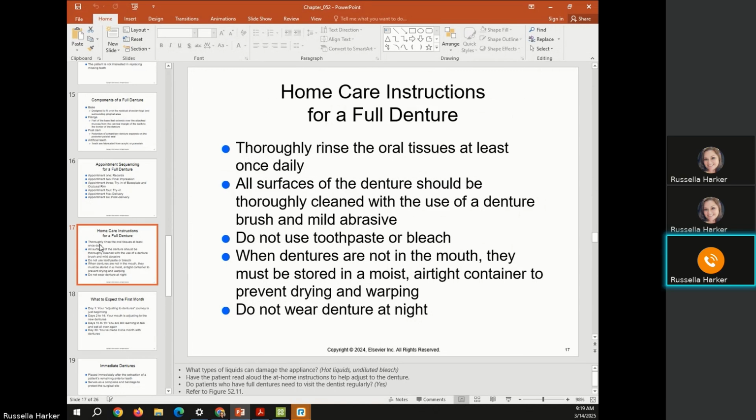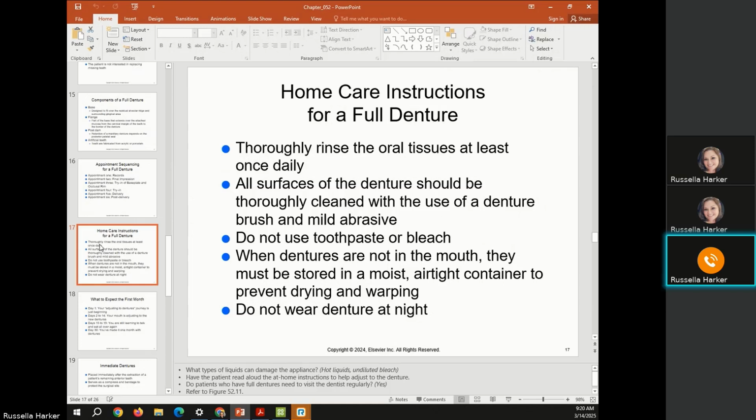Not bleach either. Bleach, of course, is very abrasive, and we're not going to want to put that on the denture. So when the dentures are not in the mouth, they should be stored in a moist, airtight container to prevent them from drying and warping. There are denture containers, denture baths they're called, that they should be put in, and they should put a little bit of water in them to keep them from drying out and cracking.